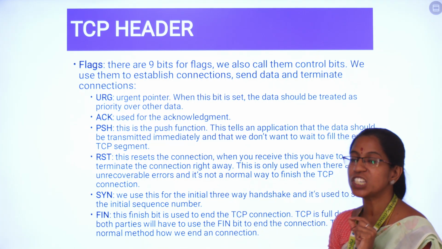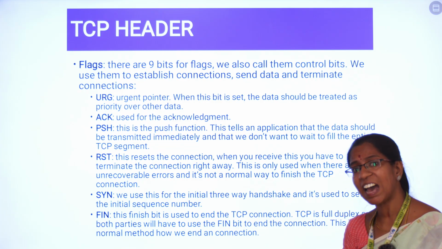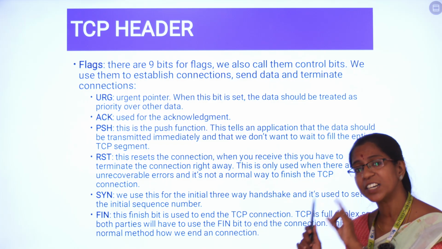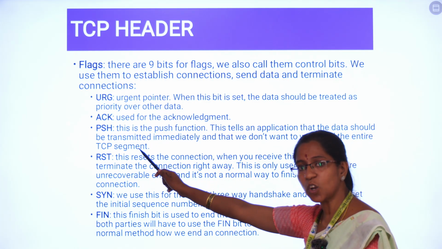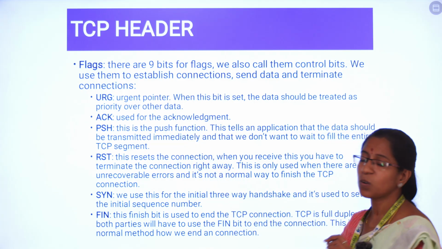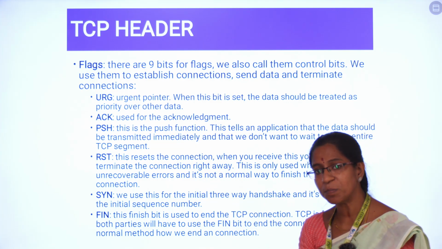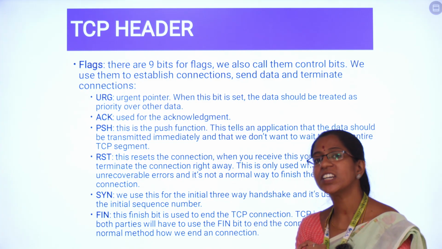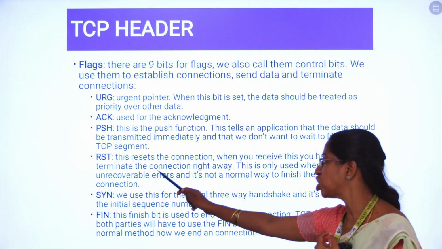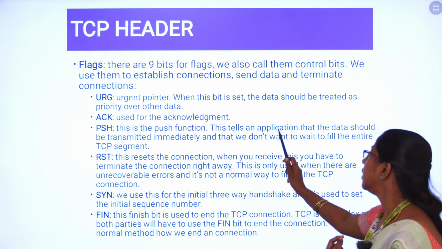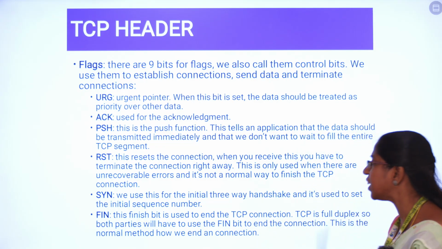URG means urgent pointer. The data is given the most important priority over other data when this bit is set to 1. Next, ACK means acknowledgement. ACK is only for the purpose of acknowledgement. ACK equal to 1 means the receiver can send the reply to the sender. PSH means push. The push function tells an application that this data should be transmitted immediately.